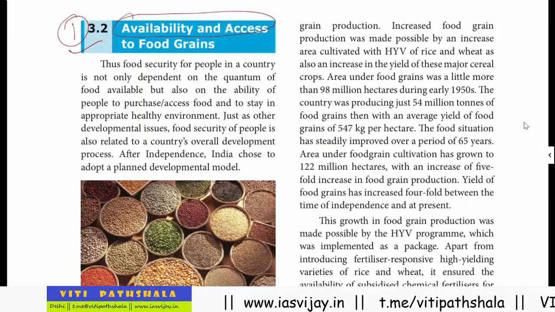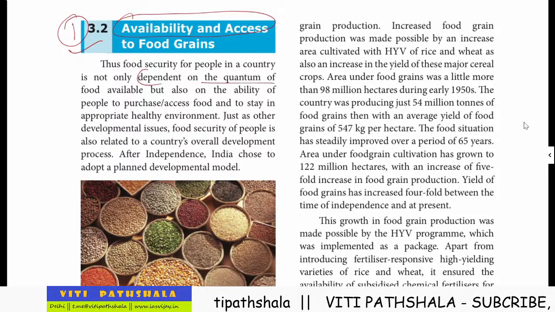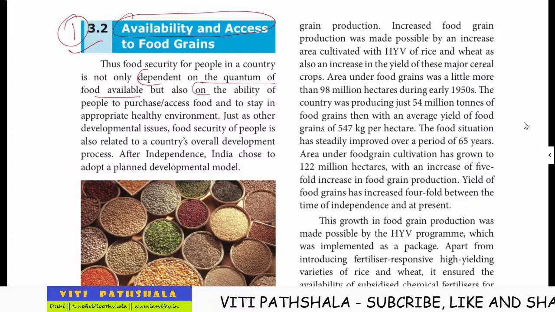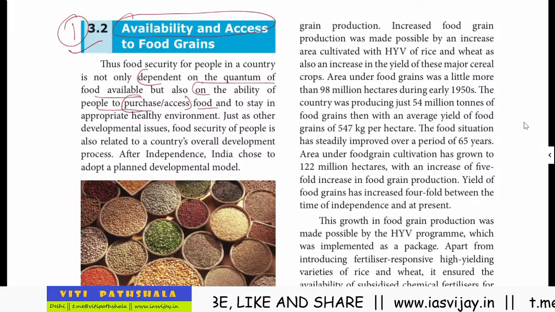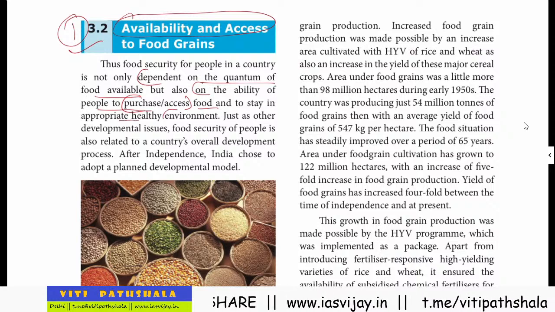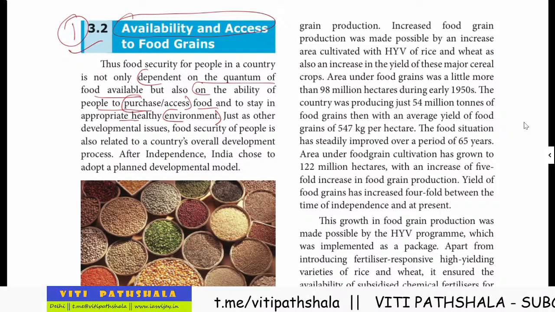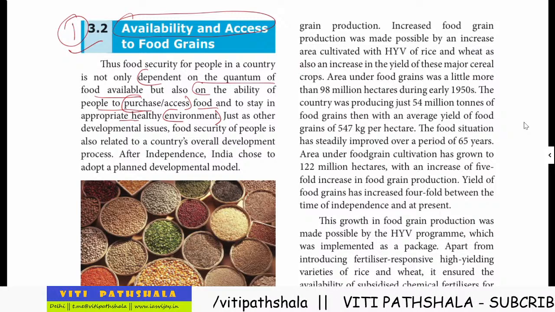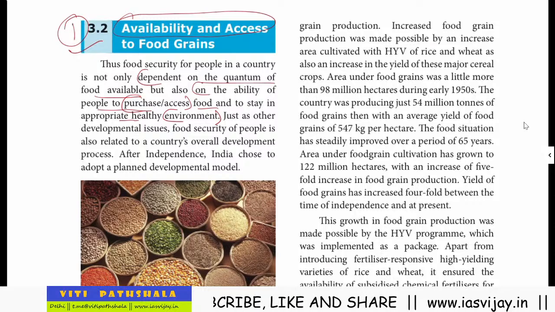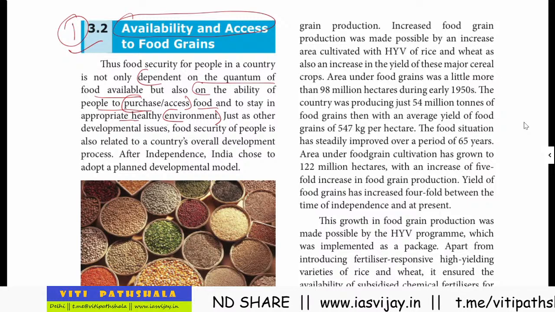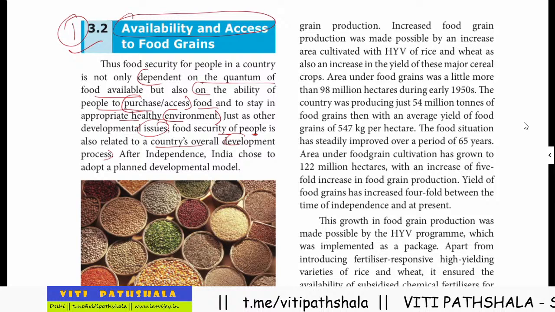Thus, the food security for the people in the country is not only dependent on the quantum of the food available, but also on the ability of the people to purchase and access the food, and to stay in an appropriate healthy environment. Now, just as with other developmental issues, food security of the people is also related to the country's overall development process. For example, there are some countries which do not have the money to buy essential medicines.